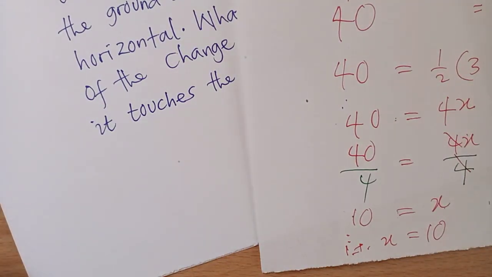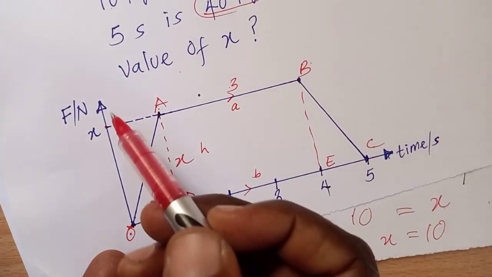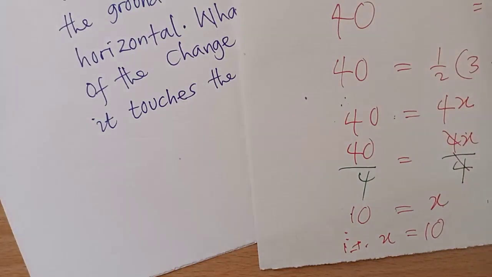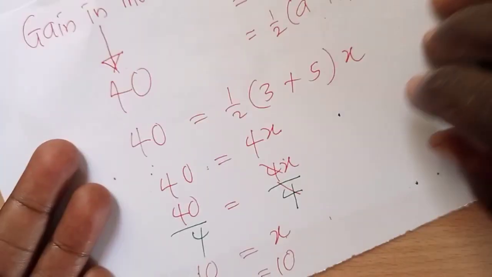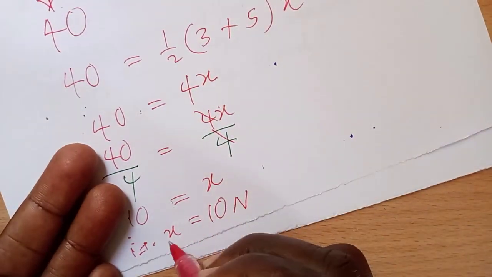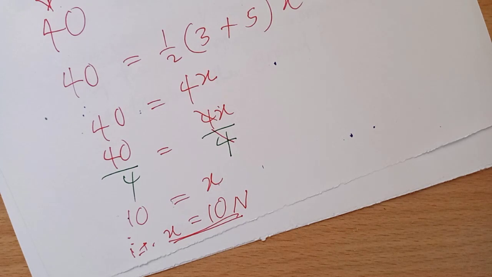But what does this x represent? If you look at it, it is on the vertical axis, and on the vertical axis the quantity is force, so this is a force value, and because it is a force value, we will give it the unit Newton for force. So your x is 10 Newton. That is it. You have solved it.